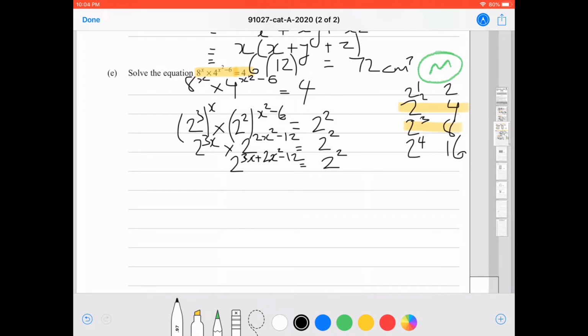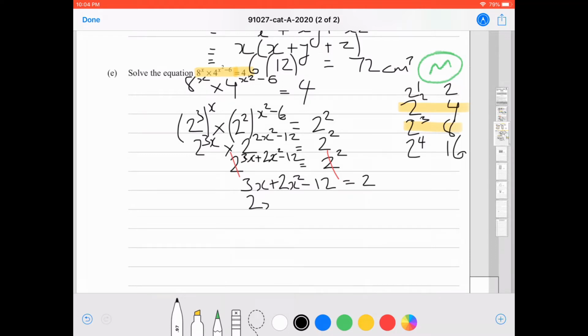Now another one of our power rules. If the bases are the same, they equal each other, so it's 2. We can cancel them out and say the indices that they're raised to must also equal each other. So we're going to say 3x plus 2x squared minus 12 equals 2. And we can see a quadratic forming. Let's take everything to one side.